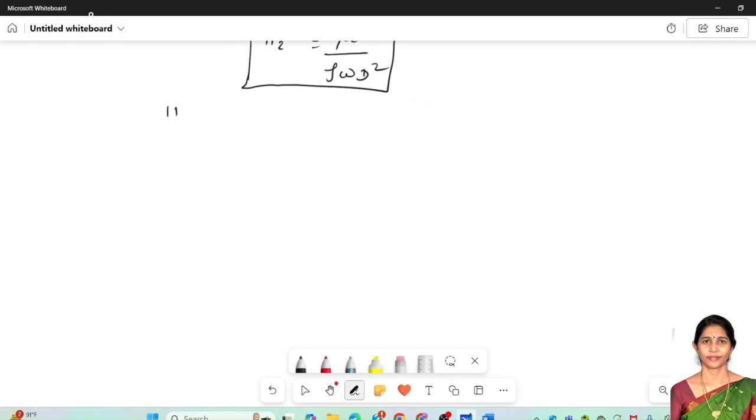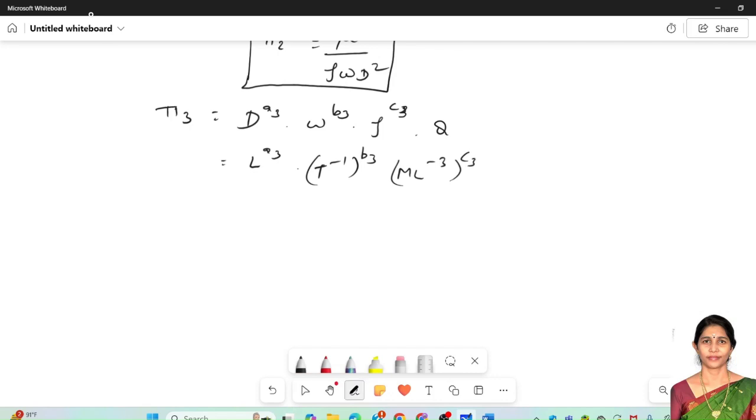The same procedure is to be repeated for pi 3, with all the three repeating variables. If you understand how to form the equation for 1 pi, then it's going to be the same for n number of pi's. Again, same: omega is T to the power minus 1 to the b3, and rho is M L to the power minus 3 to the C3, and of course you have the value for Q here, it is L cubed T minus 1. Now you solve for A3, B3 and C3, and you will get A3 is minus 3, B3 is minus 1 and C3 will be 0. So your pi 3 will take the form d to the power minus 3, omega minus 1, rho to the power 0, and this is Q.